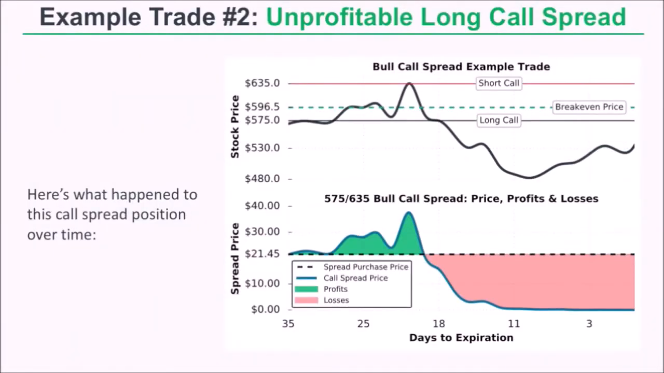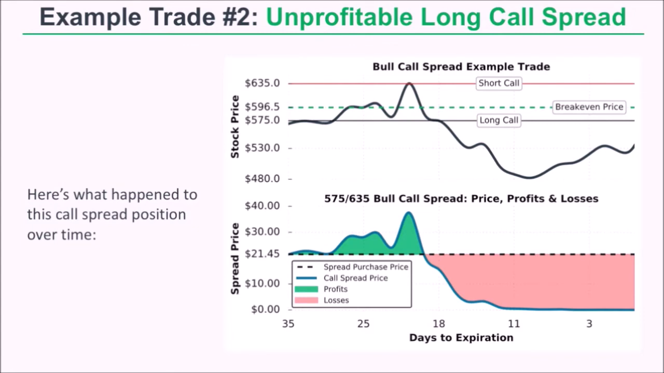Alright, so as we can see, in the top graph we're looking at the long call strike price, the break-even price, and the short call strike price relative to the stock price. And in the bottom part of the graph we're looking at the price of the spread that we purchased, which is the 575, 635 call spread.